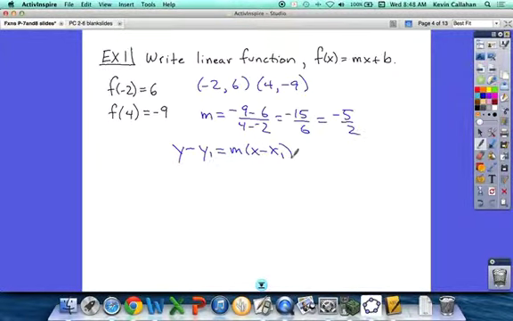Right? Point slope form of a line. So now we're going to plug in. The negative 5 halves is the slope. We need to plug in for one point, x1, y1. You've got two choices. Take your pick. It does not matter which one you pick. I'll pick the first one just because it's first. So it'll be y minus 6 equals negative 5 halves times x minus negative 2, x plus 2.